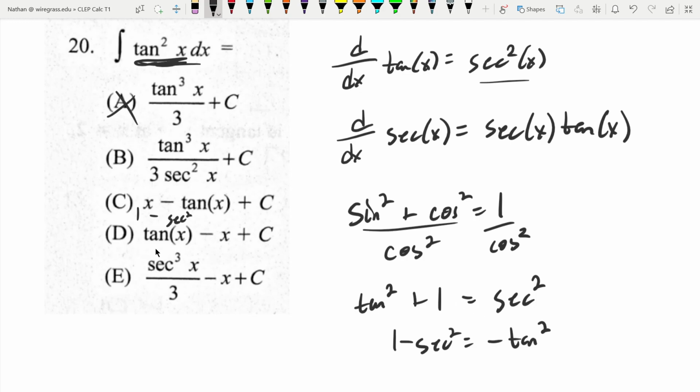But that kind of looks like, well, maybe it's going to be D then, because that gives us, if we take a derivative of this, we're going to get secant squared minus 1. Well, if I just subtract 1 here, I get tan squared equals secant squared minus 1, and that's exactly what I want. I want tangent squared. So the answer has to be D.